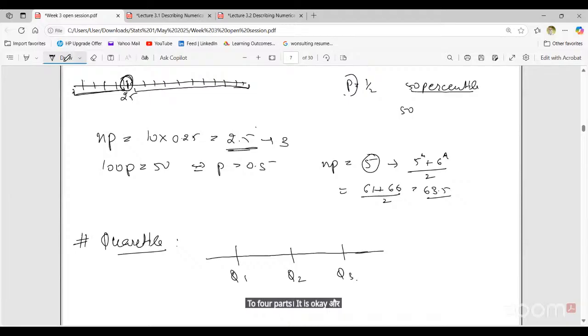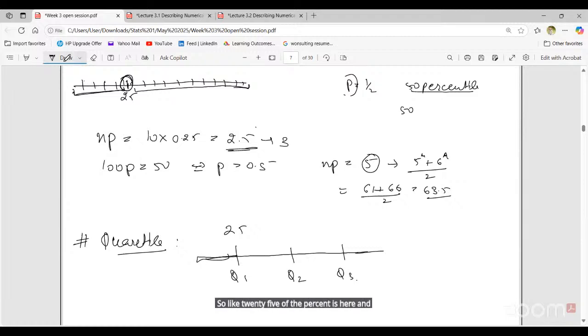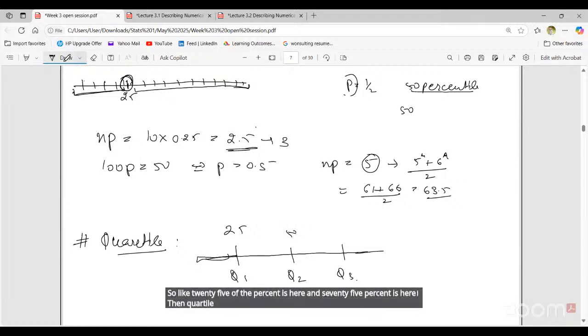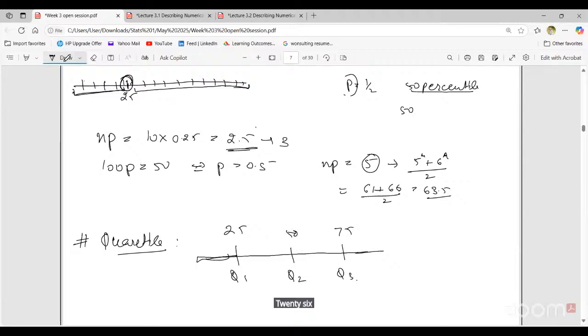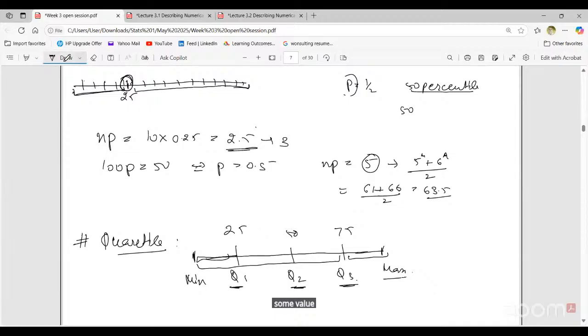Quartile 1 is like the 25th percentile, so 25% of the data is here and 75% is here. Then quartile 2 is 50, and quartile 3 is 75, so 75% of the data is here and 25% is here. So this is quartile. Here I would have one minimum value and here some maximum value of the data.